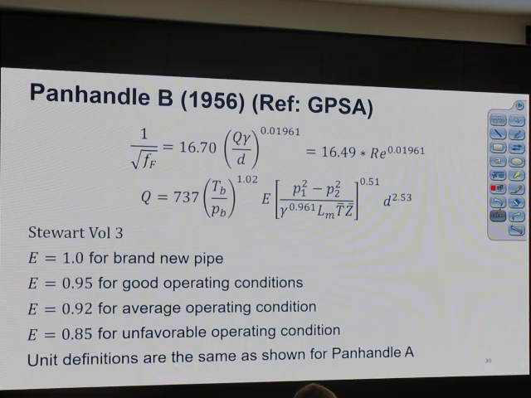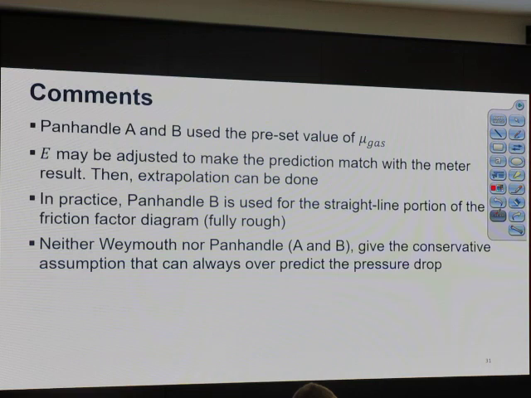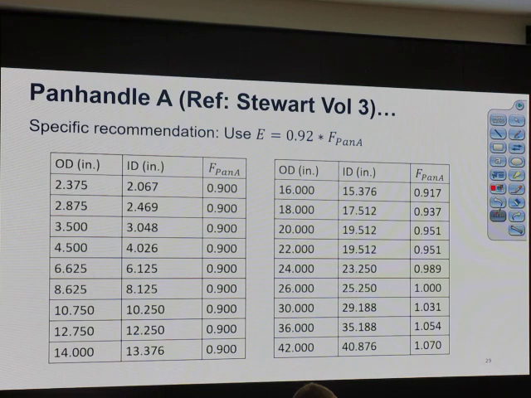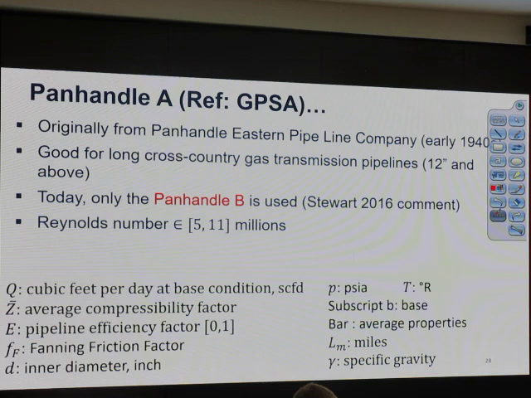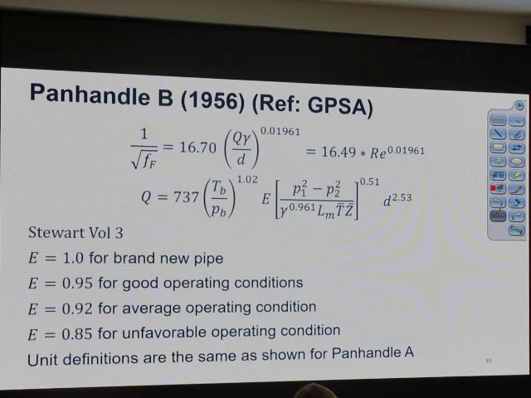Panhandle B, this is the equation that we typically use for long pipeline. For the one in the facility, we use the Weymouth equation. So what's the unit of this equation? The unit is the same as the previous equation: standard cubic feet per day. All these units are the same, it's just a different form. This is Panhandle B. E value: 1 for new pipe, 0.95 for maybe average condition, 0.92 for unfavorable, 0.85.